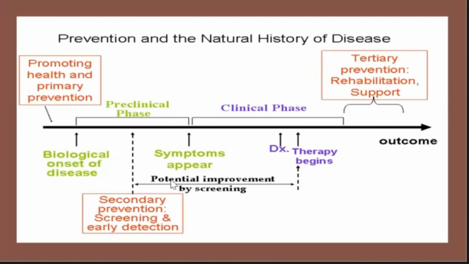This is showing the various levels of prevention and the natural history of disease. So before the appearance of sign and symptom, there is a preclinical phase, and in the clinical picture there is appearance of sign and symptom. Here we do the diagnosis and we provide the treatment. So health promotion and specific protection come under primary prevention. In secondary prevention, we do the screening and early detection, and tertiary prevention includes the rehabilitation and disability limitation. So the screening lies in the secondary prevention.